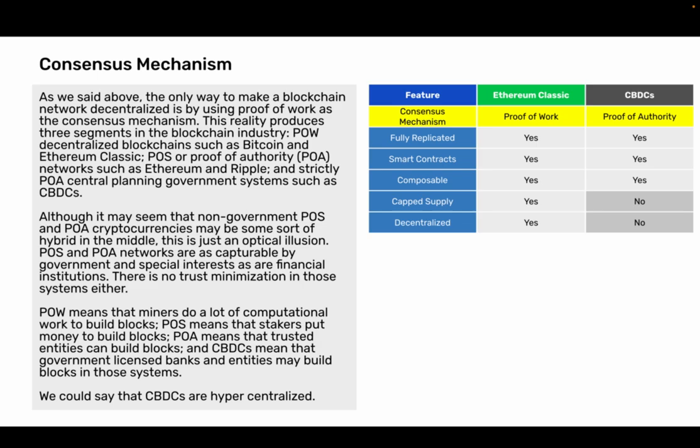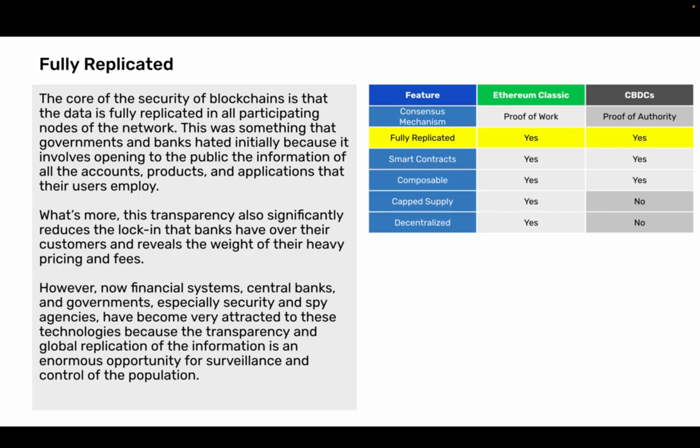Proof of stake and proof of authority networks are as capturable by government and special interest as are financial institutions. There is no trust minimization in those systems either. Proof of work means that miners do a lot of computational work to build blocks. Proof of stake means that stakers put money to build blocks. Proof of authority means that trusted entities can build blocks, and CBDCs mean that government licensed banks and entities may build blocks in those systems. We could say that CBDCs are hyper-centralized.